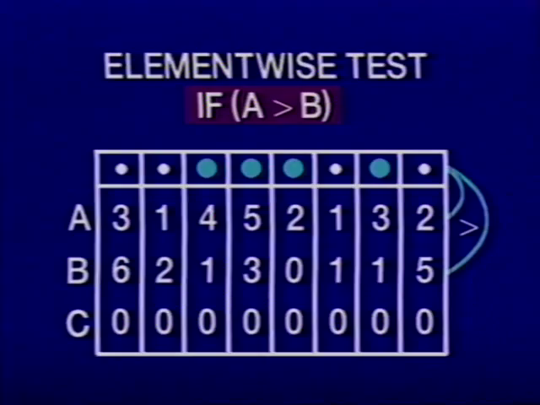Similarly, conditional operations can be carried out element-wise. Here we are comparing the contents of the array A and the array B, element by element, and setting a flag shown at the top of the graphic to indicate whether or not the test succeeded. And so we can see that in the first column, the test failed because 3 is not greater than 6. Whereas in the third column, the test succeeded because 4 is greater than 1. And the result is a series of Boolean results, a series of bits, one per processor, which can then be used to conditionalize further operations.